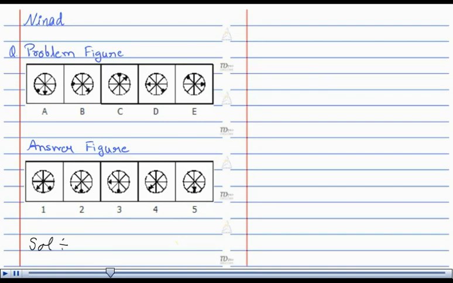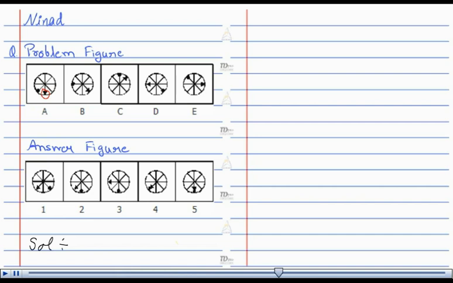Now, in this question, if we look at the problem figure, we will see that this arrow moves anti-clockwise in 1, 2 and 3 steps sequentially. From A to B, it will move 1 step. From B to C, it has moved 2 steps, and from C to D, it will move 3 steps, and so on.